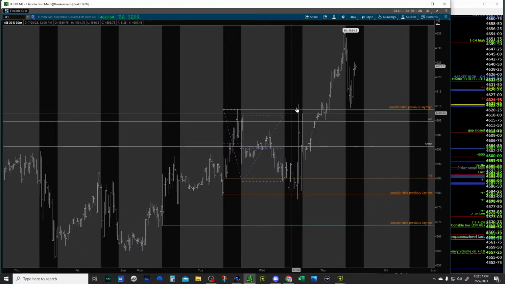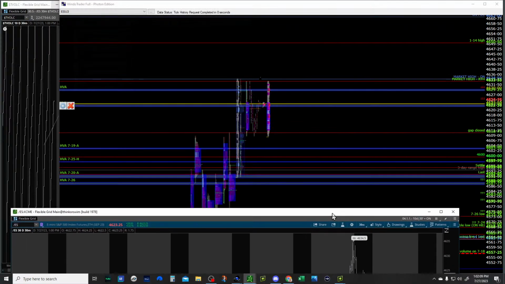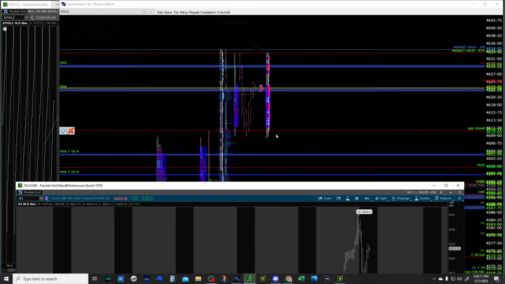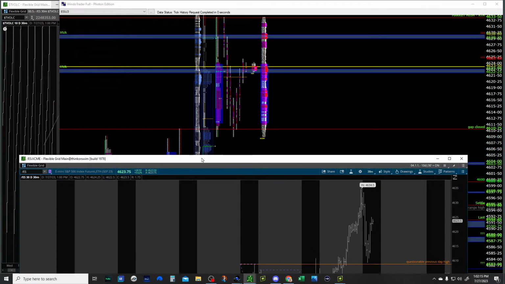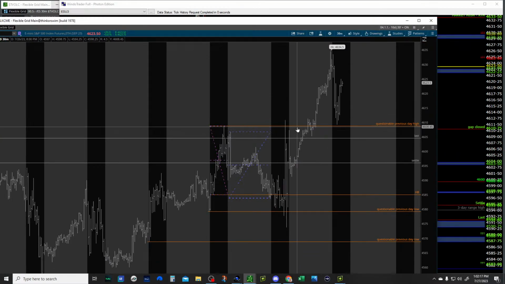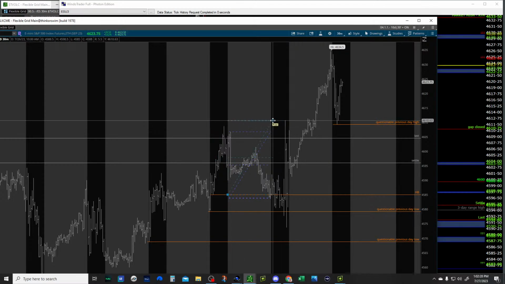Is this a questionable low today? I would say it is. There's something here. I would say it's a questionable low. Here. Yesterday's range is this one.